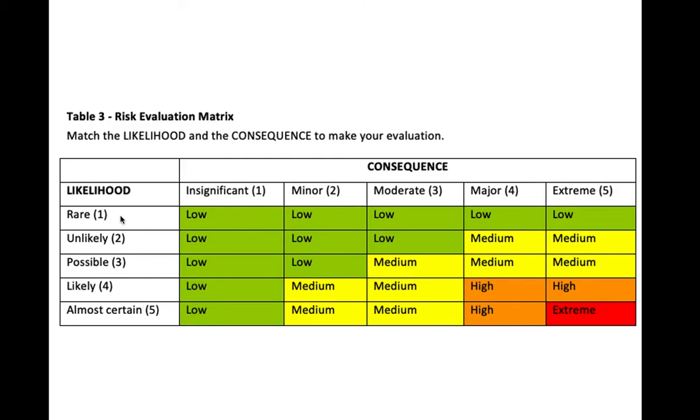Then as we go further down in the likelihood and further across in the consequence, we can see medium. If we go further across again in the consequence and further down in the likelihood, we can see that the outcome would be high. And finally, almost certain and extreme would be an extreme outcome as well. I would say as a general rule that you want to be, as much as possible, choosing areas which are in the green zone here when it comes to maneuvers.